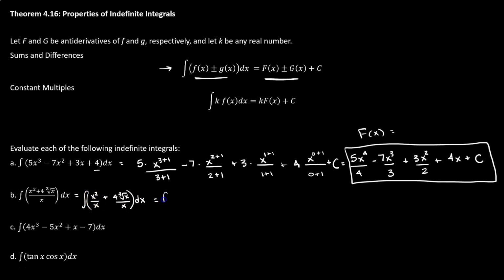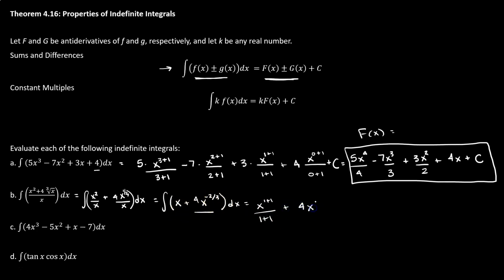X squared over x, that's the same thing as just writing x. 4 times the cube root of x, well, let's rewrite cube root of x as x to the 1/3 so that we can simplify the exponents. X to the 1/3 divided by x is actually going to look like x to the -2/3. Now we can do our reverse power rule for each of these terms, starting off with x. It has an exponent of 1 to begin with, but we add 1 to that, then divide by the new exponent. Moving on to the next term, we have 4x to the -2/3.